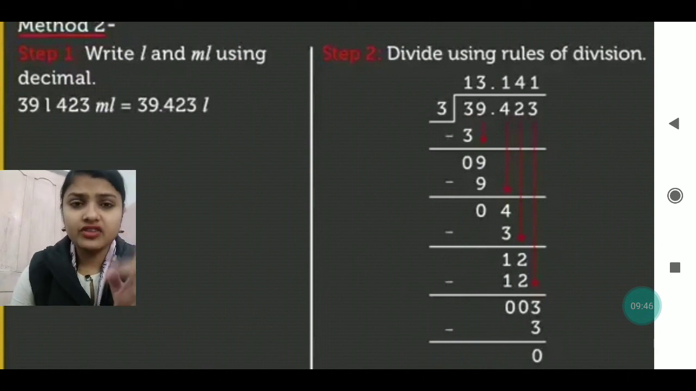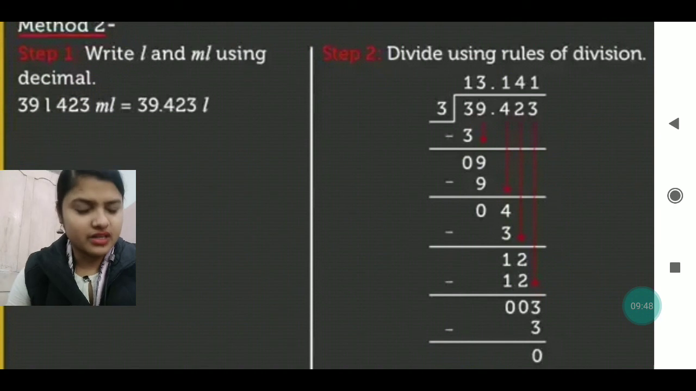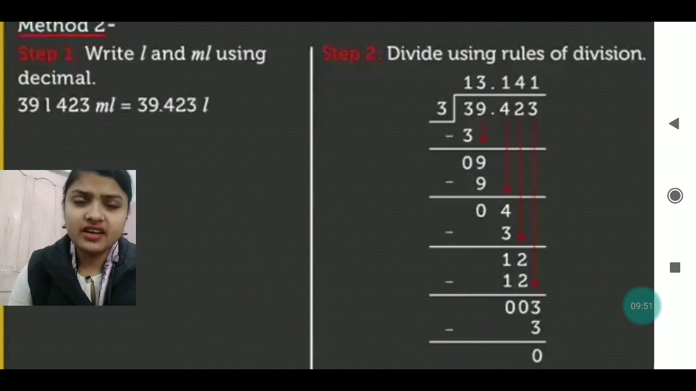Okay, because here after 3 digits there is a decimal. After writing 3 digits there is a decimal from the right side. So in the same way the division process will be done, in the same form. There is no change, only the decimal, where it is given after 3 digits. From the right side I am counting.